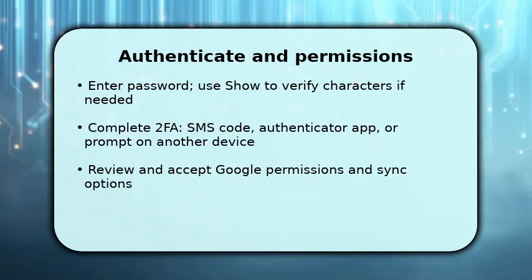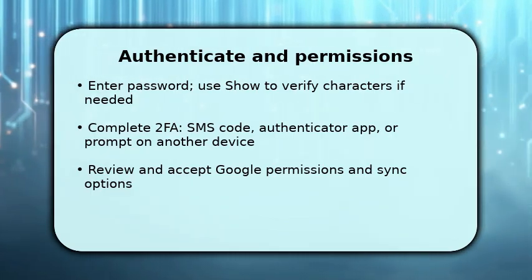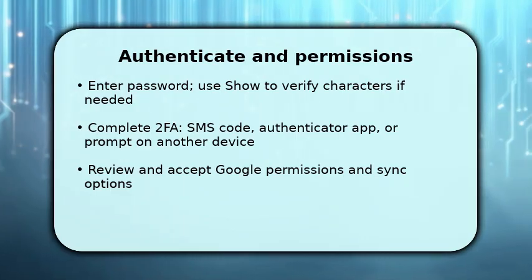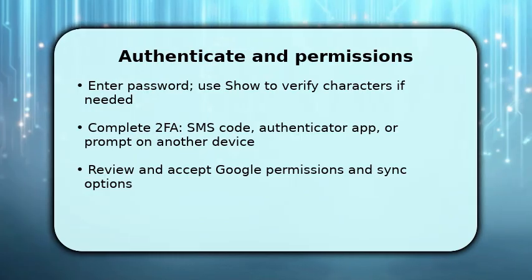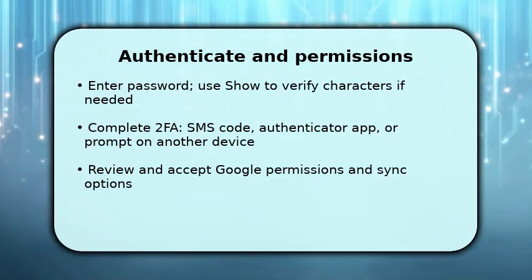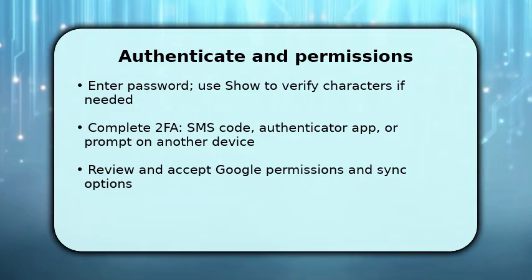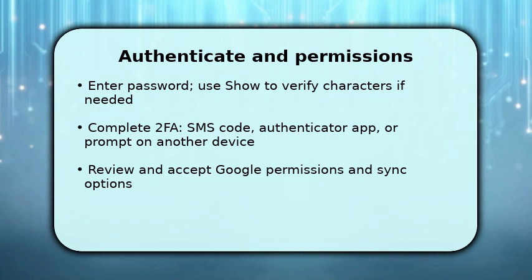Delays can expire codes. Once authenticated, Google shows permissions and sync settings. Review each option, contacts, calendar, drive, and toggle what you want. Accept to finish. This is why you saw permission choices. It controls what data copies to the new phone.